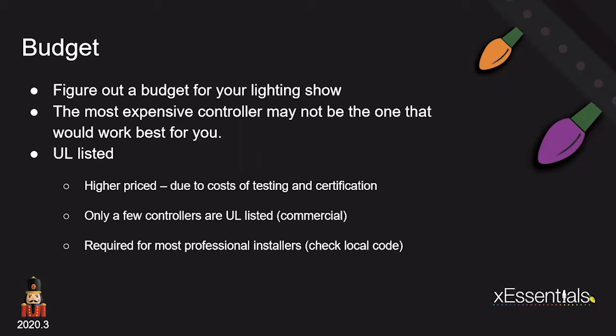If you need UL listed, they are higher priced due to the cost of the testing and certifications. There are only a few of them out there that are UL listed, and they're commercial controllers. In some states, it's a huge requirement for professional installers. You need to make sure you're checking your local codes if you're looking at installing lighting commercially. If your state or local code requires UL listing and you don't have it, that could be a very big problem and very expensive for you.